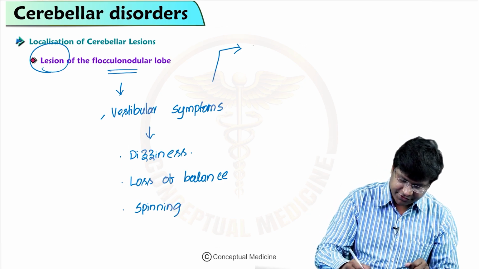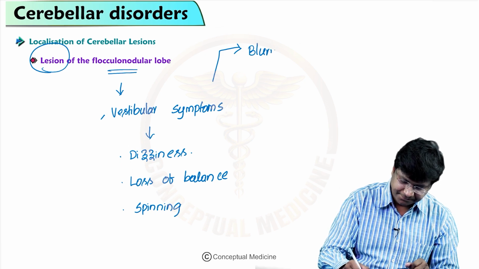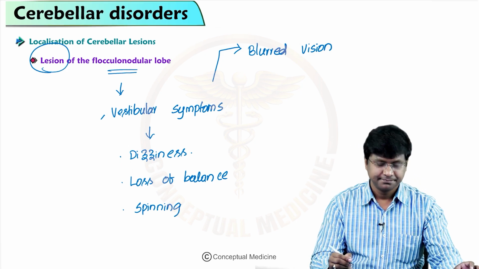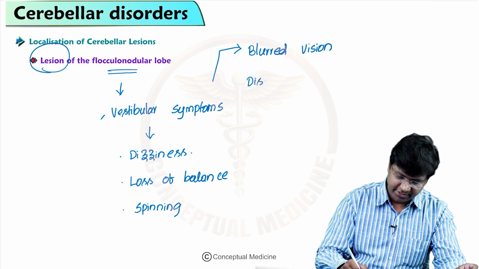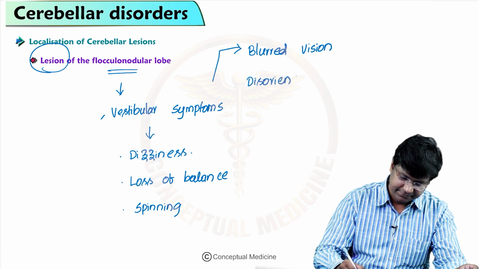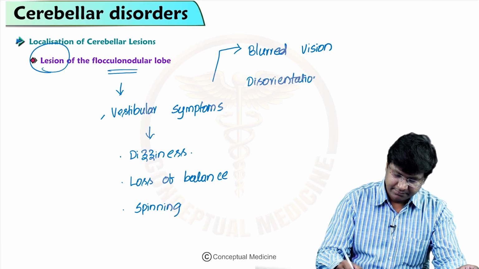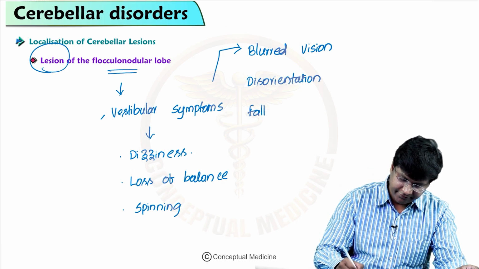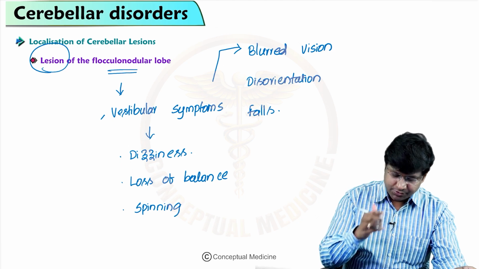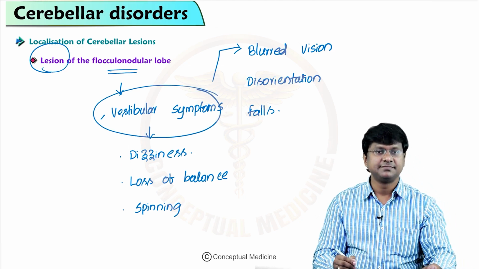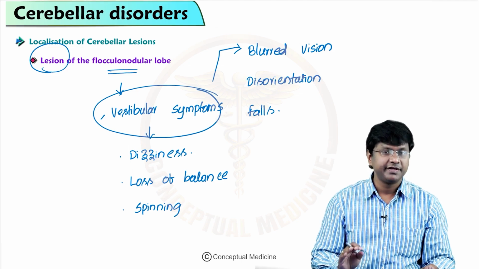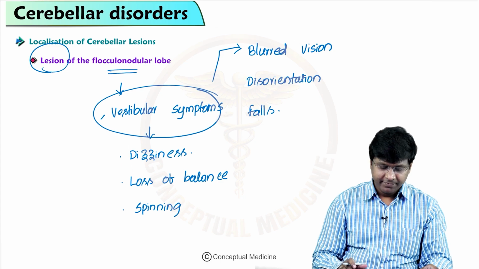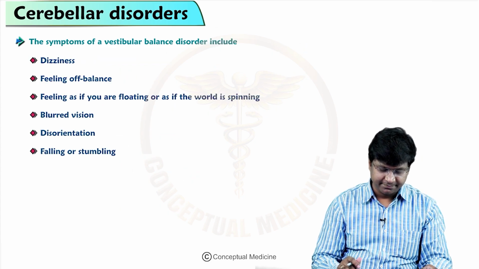And the other important vestibular symptoms include blurred vision. The individual will also have disorientation, then frequent falls. So these are the vestibular symptoms that the individual will come across whenever there is a lesion of the flocculonodular lobe. Next, we have discussed the neocerebellum, right?